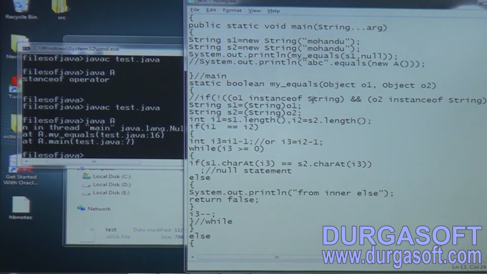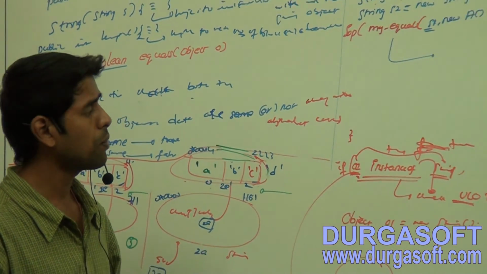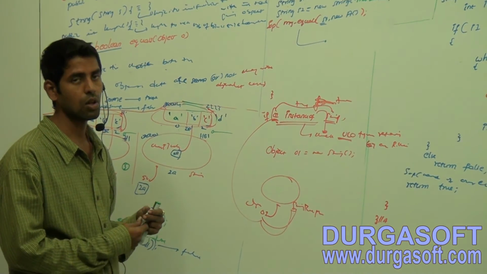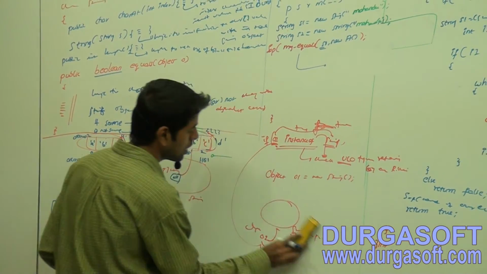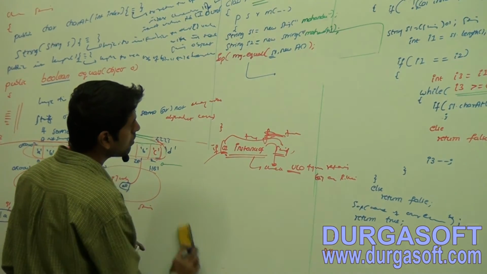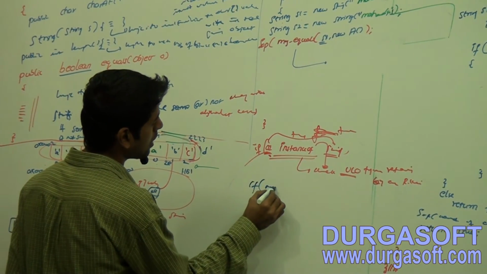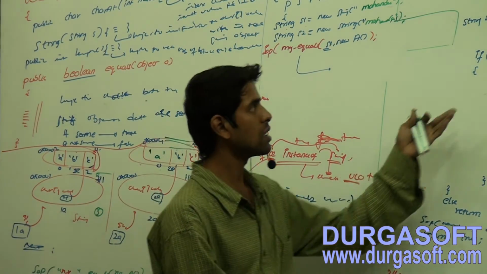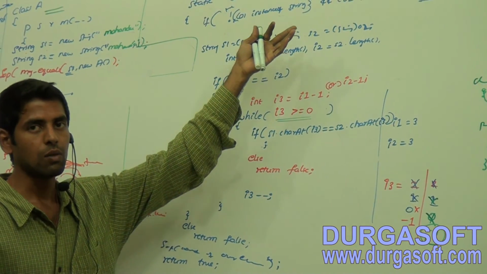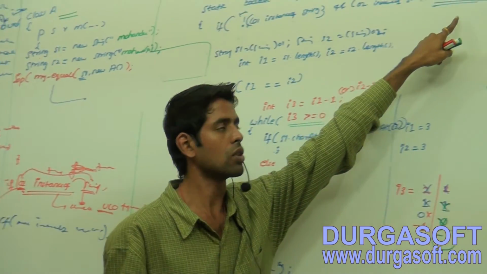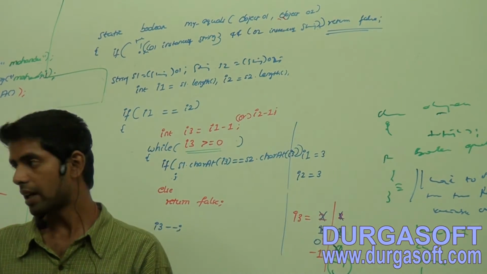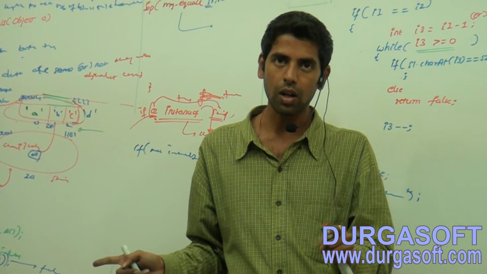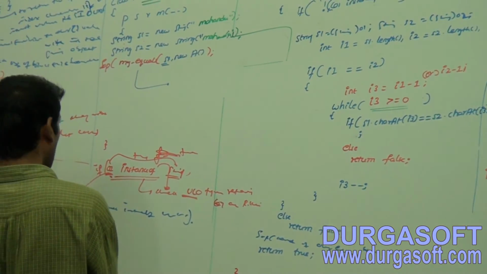Now how to avoid this one? Simple thing, observe. If I use this instance of operator, observe, null instance of string, it will return false. If it is returning false, it means the same scenario. False means this will get executed. You do analysis by taking this one. Null means it will return false. So if I pass here null, what happens?